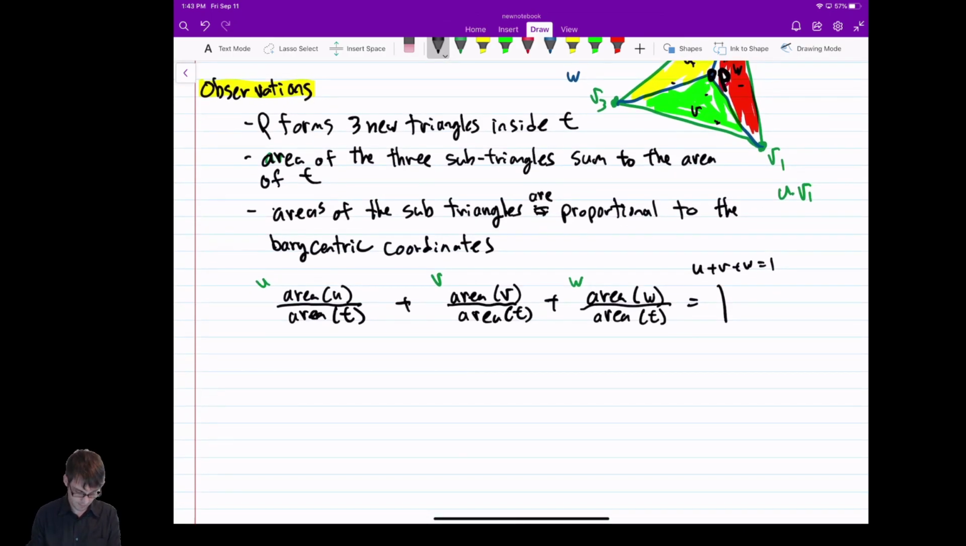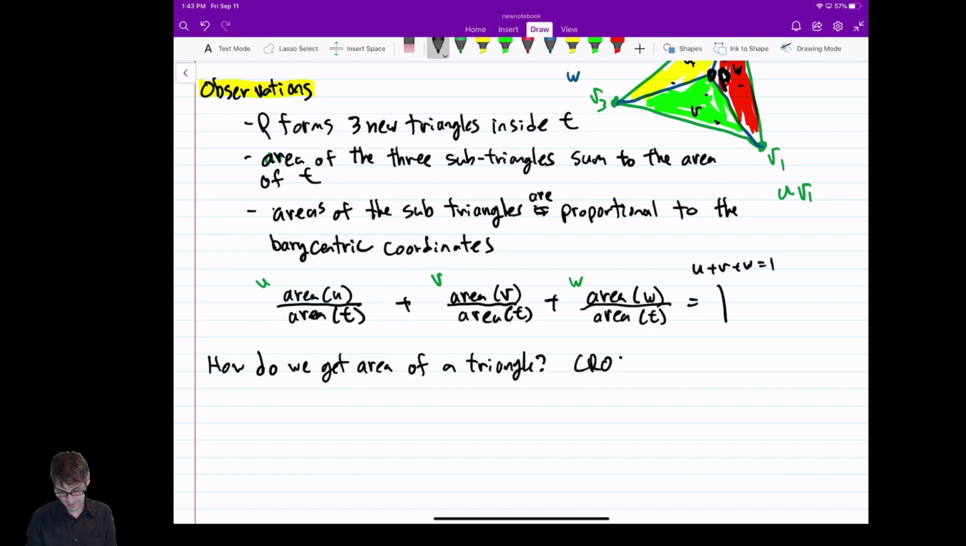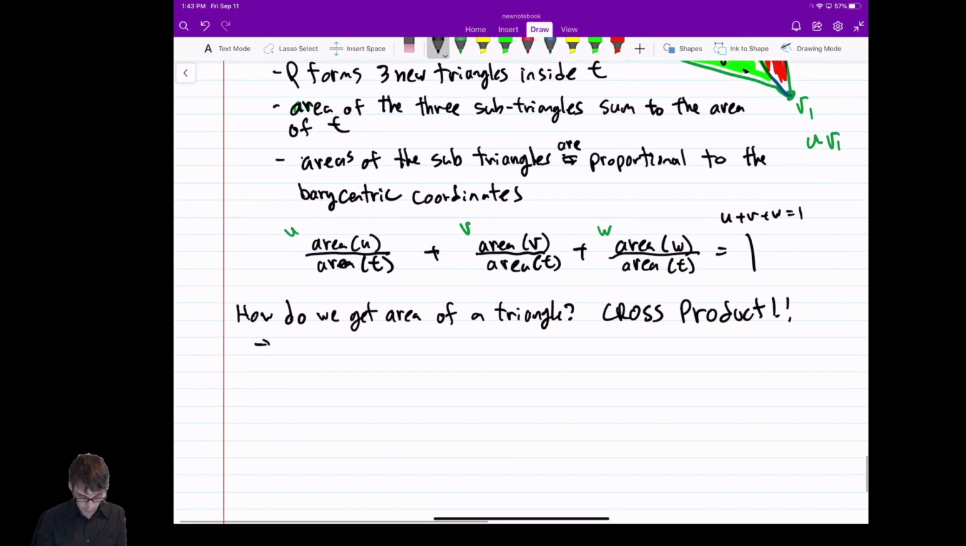So how on earth do we get the area of a triangle? Cross product. It's almost as if we learned that for a reason. Cross product.